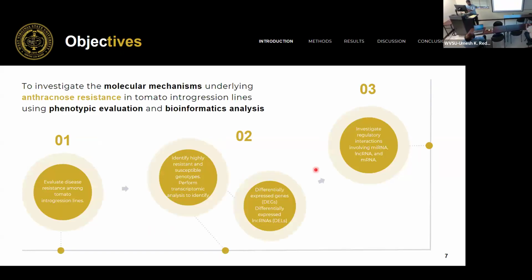So the objectives of my study are evaluating disease resistance, identifying the susceptible and resistant introgression lines, and then doing the differentially expressed gene and the differentially expressed lncRNA analysis. And the final part is to investigate their interaction, basically the miRNA, lncRNA, and mRNA interaction and how they change the expression of the targeted gene.